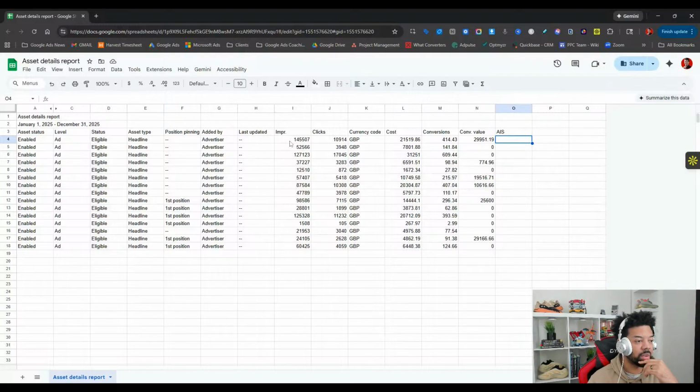Let's say this one right here is maybe 70% of the total impressions that the account was having, that this ad had between this time frame. So in the AIS column, it would be 70%. But I'm gonna build these three columns out real quick.